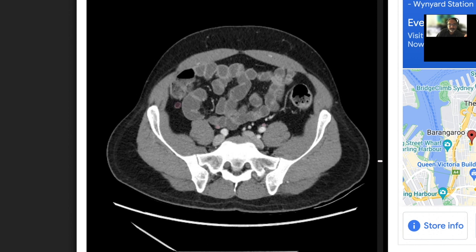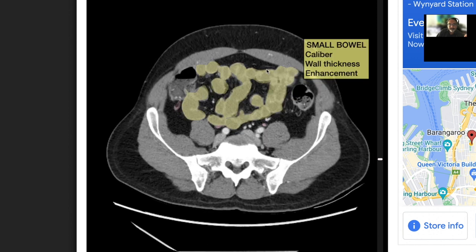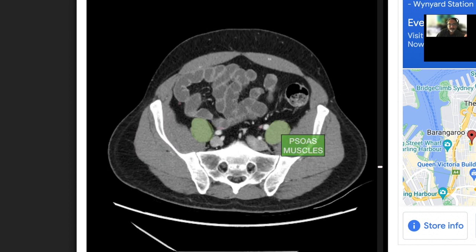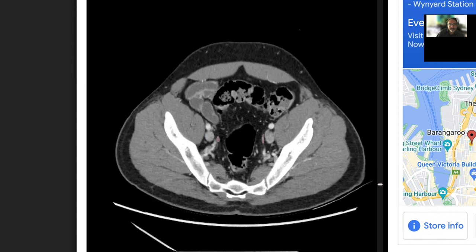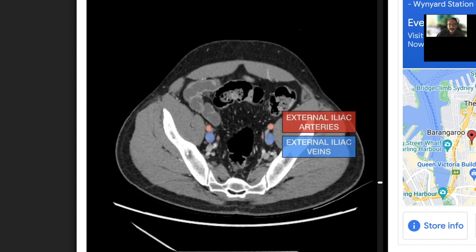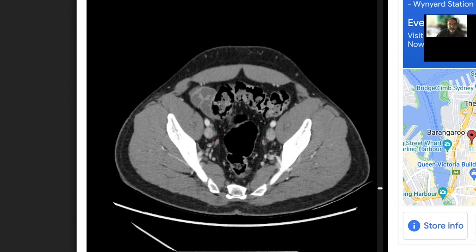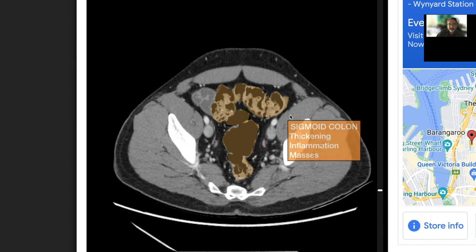And now it's just the blood vessels. And look, it's showing you the ileum, or the small bowel. And then there are all the muscles. And now we're pretty much going into the pelvis. What do they show you here? Oh, those are the blood vessels. We'll do the blood vessels in a second. And there it's showing you the sigmoid colon.